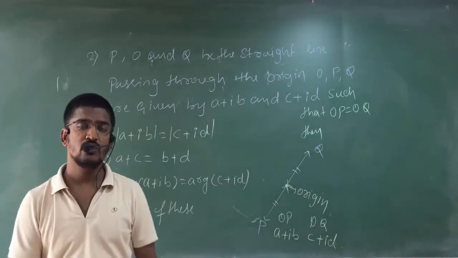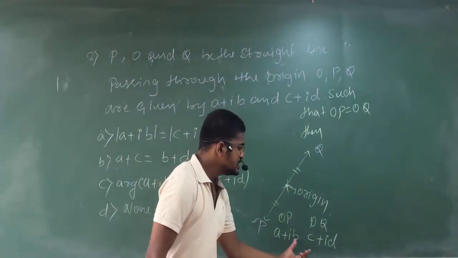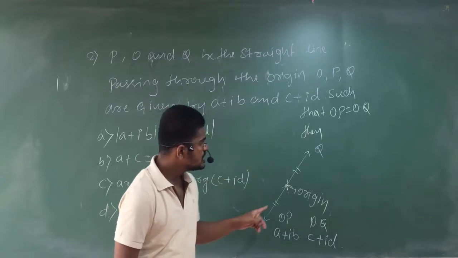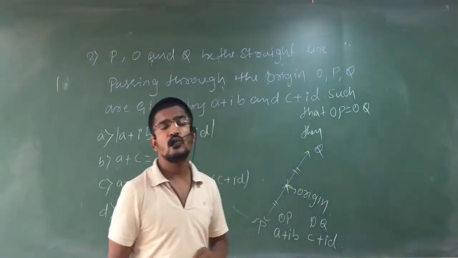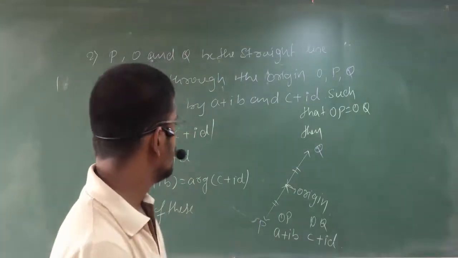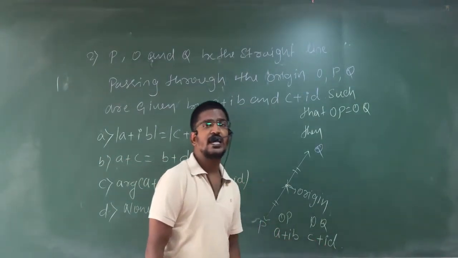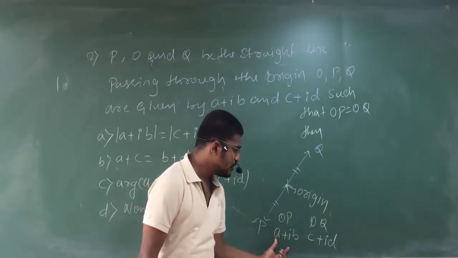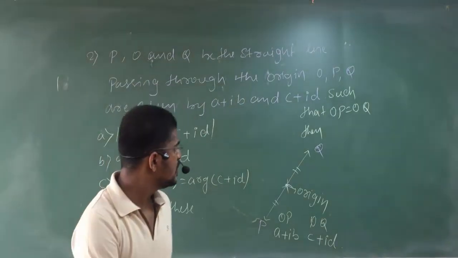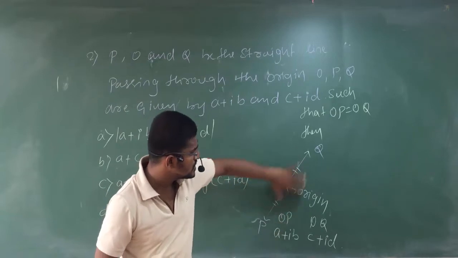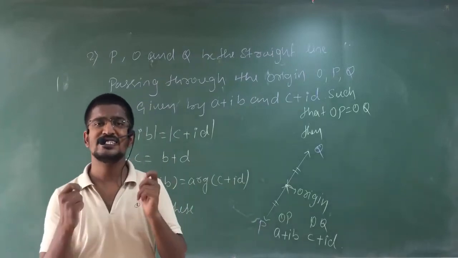You have to observe very carefully, my dear students. That means A plus IB and C plus ID are on the same line. That means a line joining from point P to Q. That means the argument of A plus IB and the argument of C plus ID, that means the slope of A plus IB and the slope of C plus ID, both are going to be the same because they are on the same line. If I see this construction, from this construction you can see that P and Q both are on the same line.